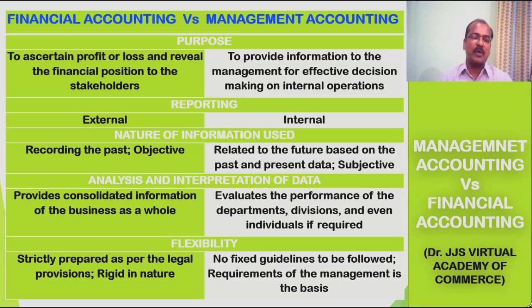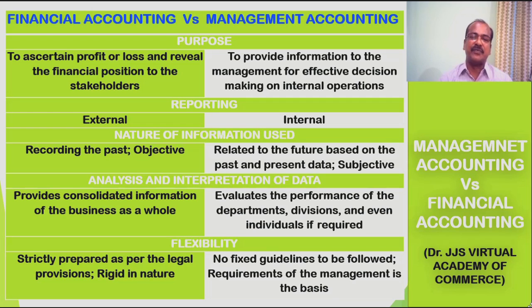In financial accounting, it records the past. It records the historical information. Whatever happened, which could be measured in monetary terms, could be recorded. Therefore, it is objective in nature. Whereas in management accounting, it is related to the future, based on the past and present data. The interpretation of the data, which would be finally presented in the form of a report, is done using subjectivity. So there is a provision for personal bias.